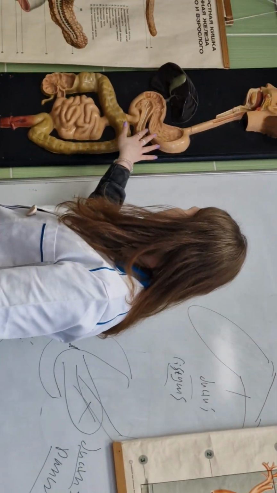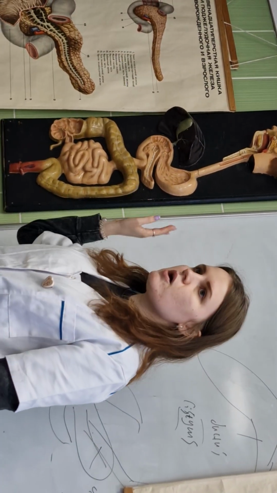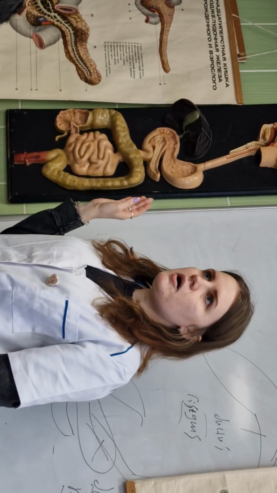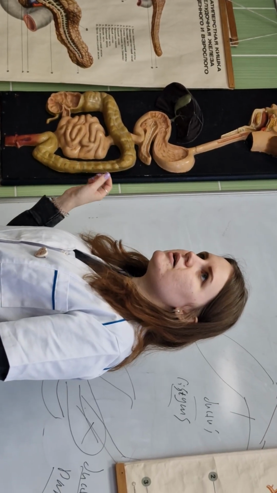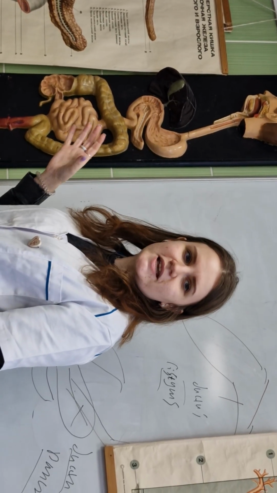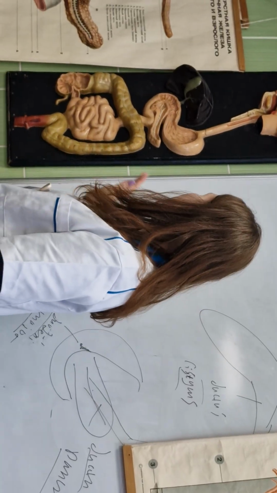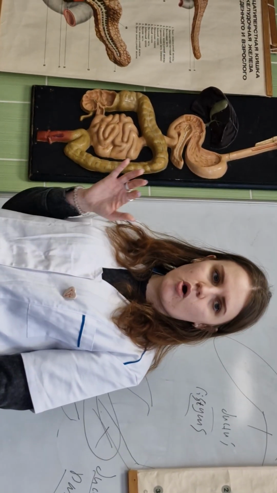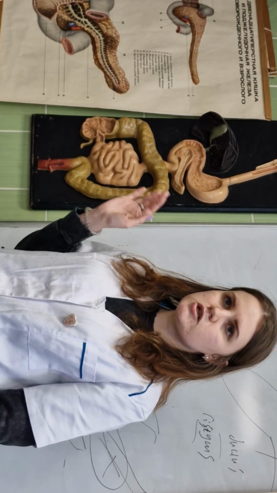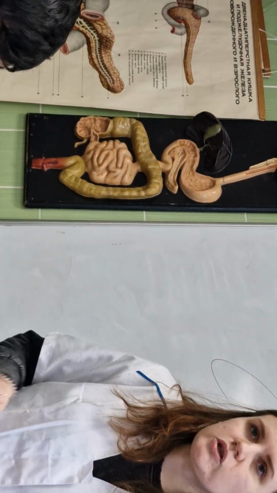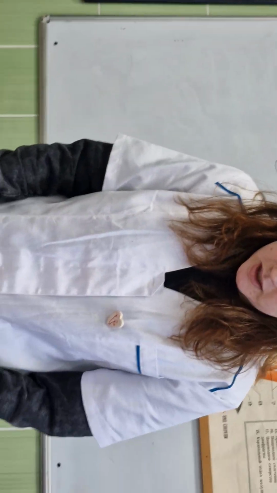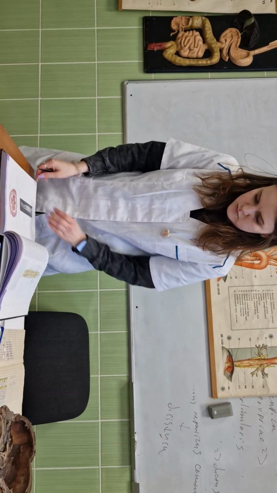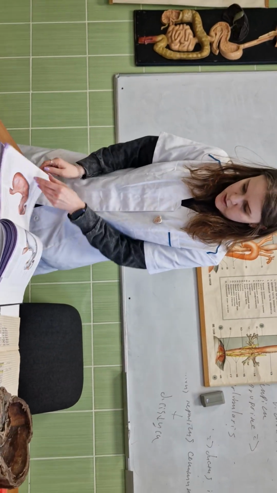Stomach. This is a place where our food is partially digested. We should know the macro and micro structure of our stomach. What about the macro structure? What three parts do we have? Cardiac, fundus, pyloric.